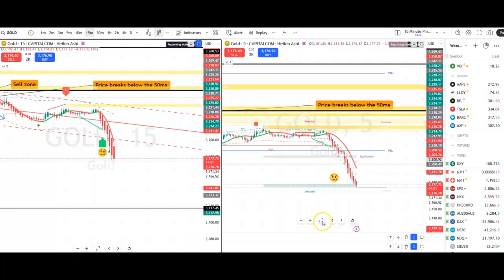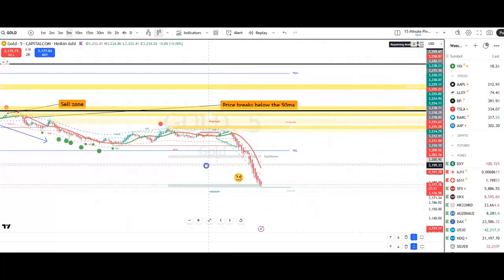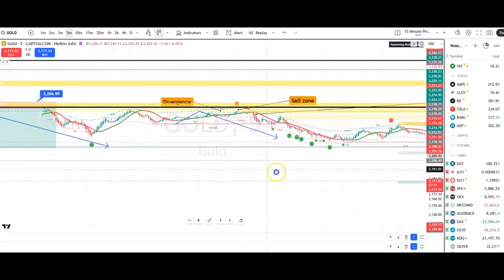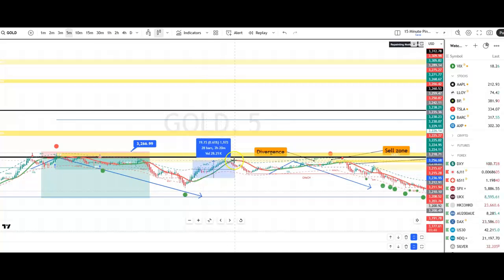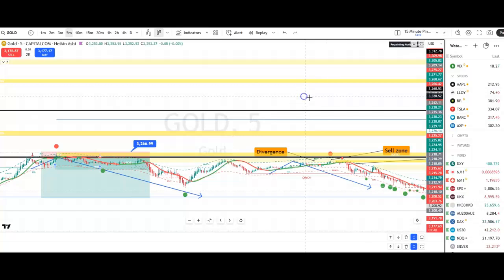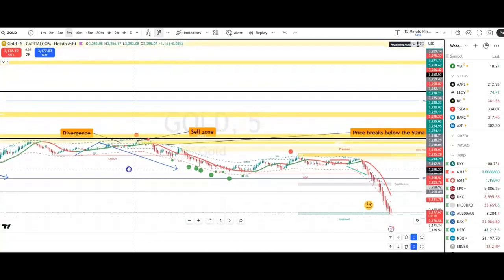In terms of the entry point, once you've got the bounce, let me try and give you an example here. So there's a nice bounce there. What you want to do is see that the price has moved above the 50 moving average. See that move there? You can see that that's going to bring 200 pips there. Now 200 pips might not seem a lot, but it is.